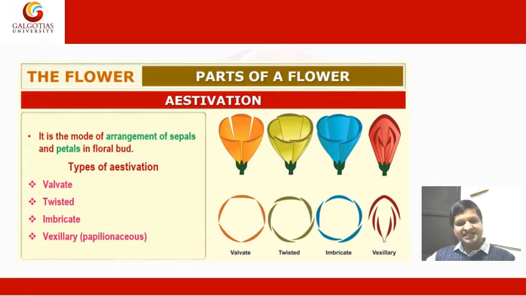Aestivation. It is the mode of arrangement of sepals and petals in the whorl, known as aestivation. Aestivation has different types: valvate aestivation, twisted aestivation, imbricate aestivation, vexillary or papilionaceous aestivation. Examples are also given here, with flower as well as sample.